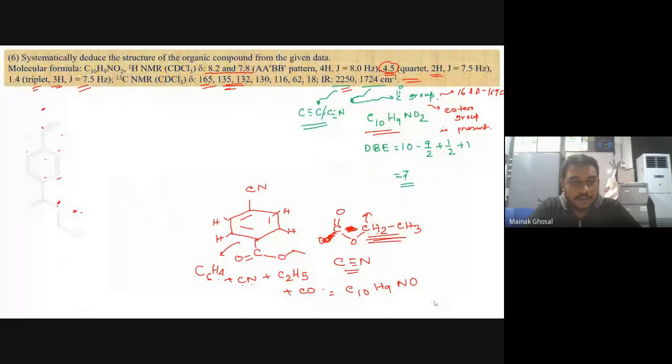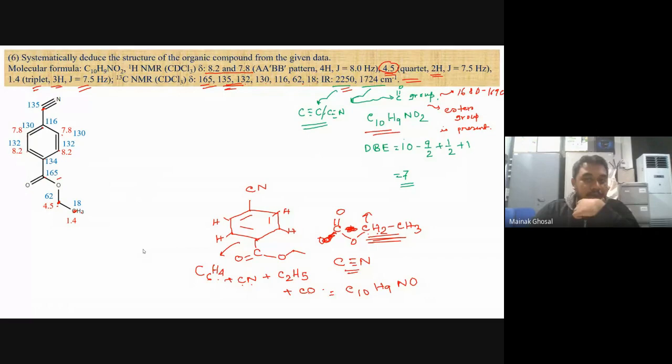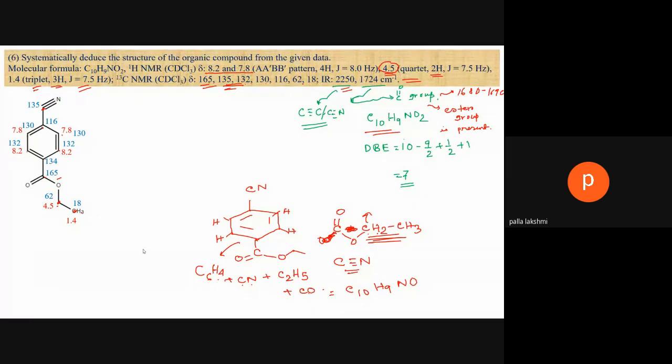So this is the compound that I was talking about. Do you have any question? Sir, in this compound, a total of 8 different carbons are present. Yes, 8 carbons are present here, and one is the C triple bond carbon. Yes, I have told you already, 8 carbons are present.